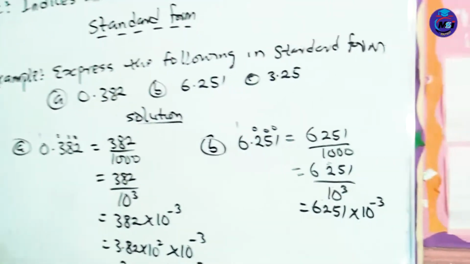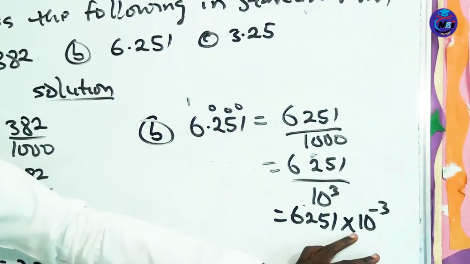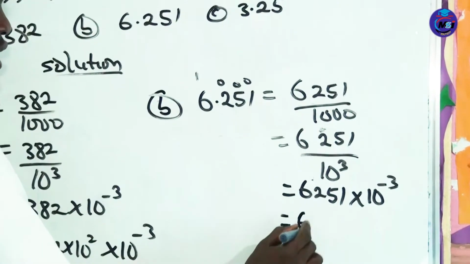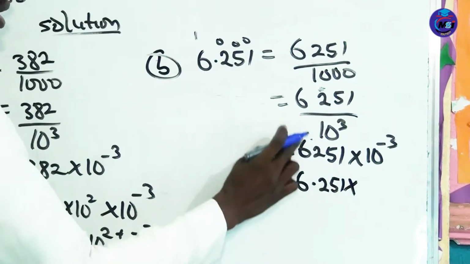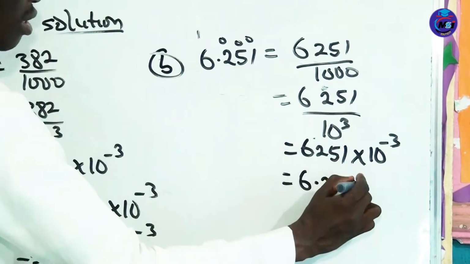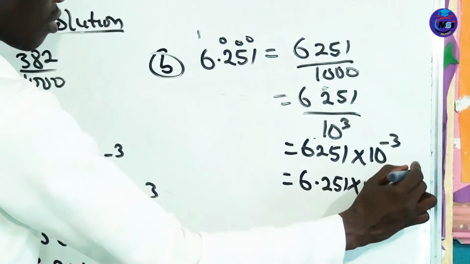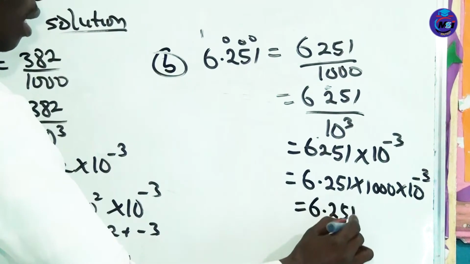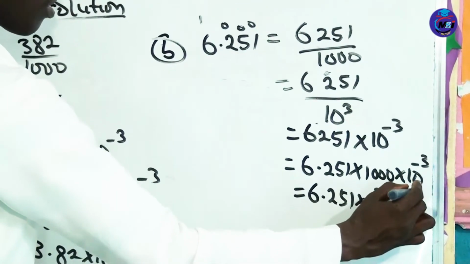Okay, now you can still convert this 6251. You are not going to leave it like this. We can still break it into standard form, which will give us 6.251 times 1000, that is 10 raised to the power 3, times 10 raised to the power minus 3. So this will give us 6.251 times 10 raised to the power 3 times 10 raised to the power minus 3.